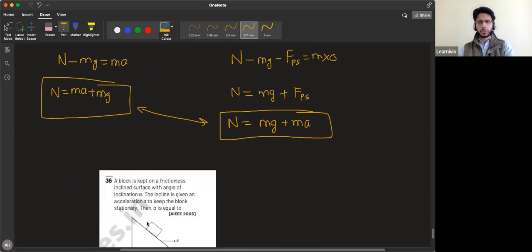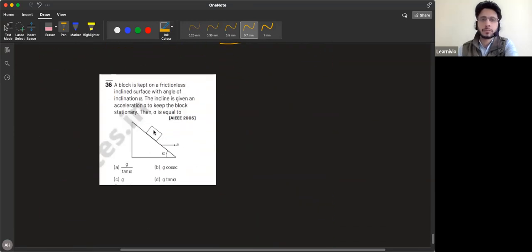Let's move on to the next slide. Yeah, this one. This is mass m. It's placed over an inclined plane. And this is a frictionless plane. So what should happen if I place a block over an inclined plane which is frictionless? What should happen with the block? Should it remain at rest or should it slide down? It should slide down.